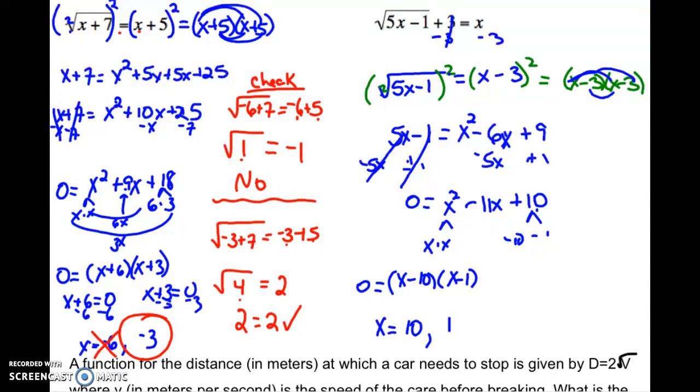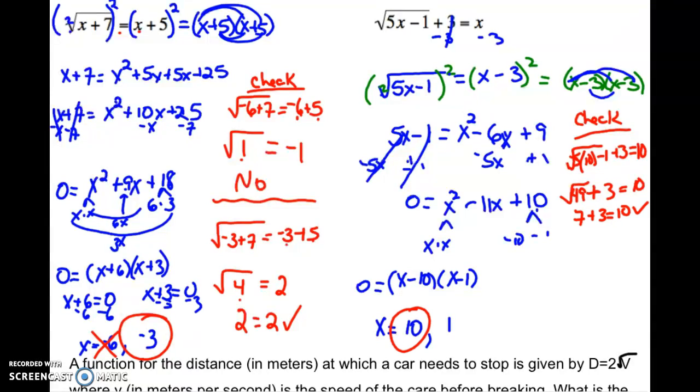And we need to check. So I'm going to check the positive 10 first, so I'll check it in here. So that's the square root of 5 times 10 minus 1 plus 3 to see if that's equal to 10. Well, 5 times 10 is 50 minus 1. It would be the square root of 49 plus 3, equals 10. The square root of 49 is 7 plus 3 equals 10. Yep, that checks out. So we know 10 is an answer.